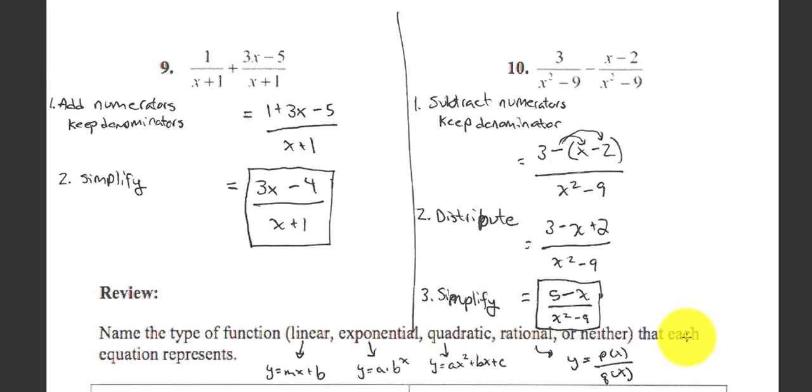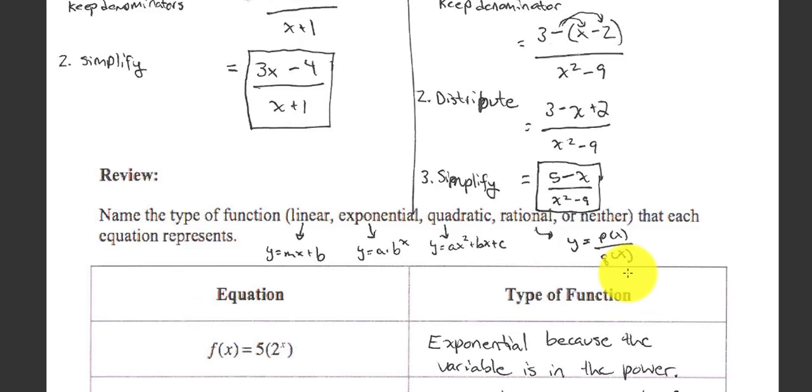And then the last part for 9 and 10, same denominator. So I have x plus 1, and then I'll do 1 plus 3x minus 5. Simplify the negative 5 and the 1, or combine like terms, and that's our final answer. With the x squared minus 9, that's my common denominator. So I'm going to actually do 3 minus x minus a minus 2, right? Minus a minus 2 is positive 2. So this becomes 3 plus 2 is 5 minus the x. And you can leave it as x squared minus 9 or x minus 3, x plus 3. Whatever you want to do is fine.